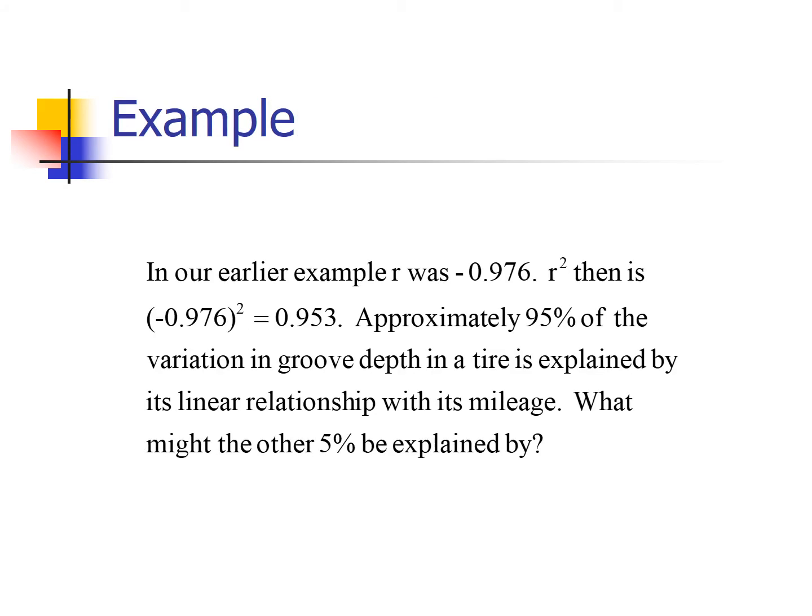In our earlier example, r was negative 0.976. So the coefficient of determination is you just take that number and square it. Do that in your calculator, you'll get 0.953. How would we interpret that? We would say, approximately 95% of the variation in groove depth in a tire is explained by its linear relationship with its mileage. What might the other 5% be explained by?